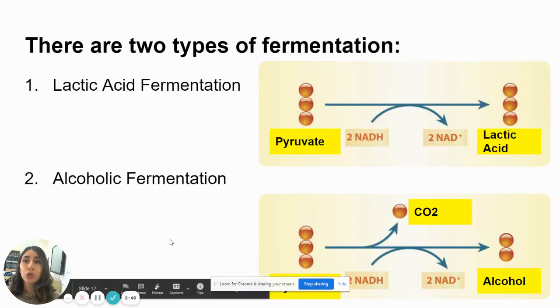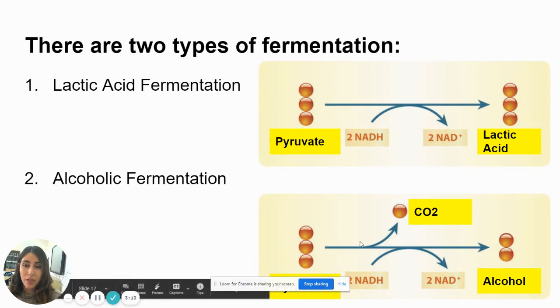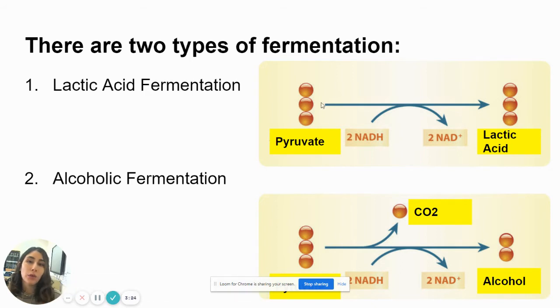There are 2 main types of fermentation that you need to be familiar with: lactic acid fermentation and alcoholic fermentation. We distinguish between these 2 types of fermentation by the products. Okay, so what is produced by the end of the type of fermentation. Notice that for both lactic acid fermentation and alcoholic fermentation, pyruvate is a reactant. So the reactants of both these types of fermentation are identical. Pyruvate is used, okay, and what's being made will depend on the type of fermentation.